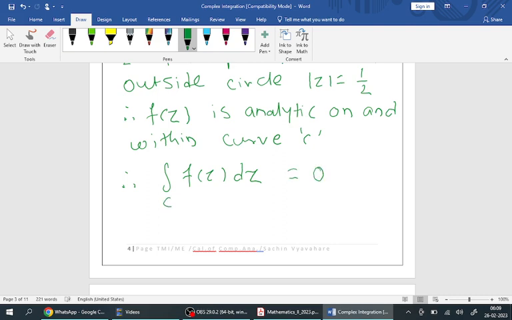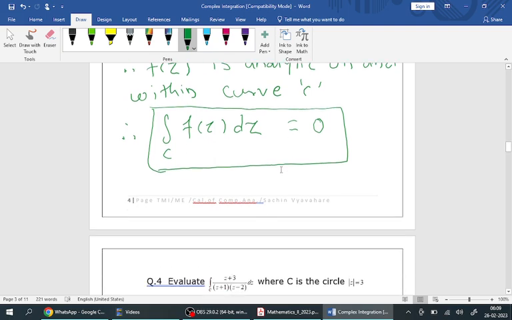No need to calculate residue. So this should be the answer for question number 3, because there is no pole, or there is no point where the function is not differentiable in the circle or on the circle, on and within the circle. Hence, the answer is 0. That about the question number 3.